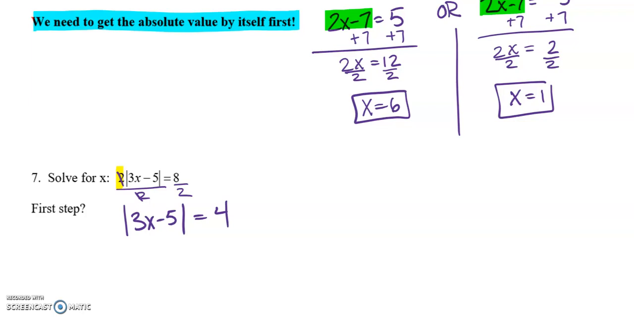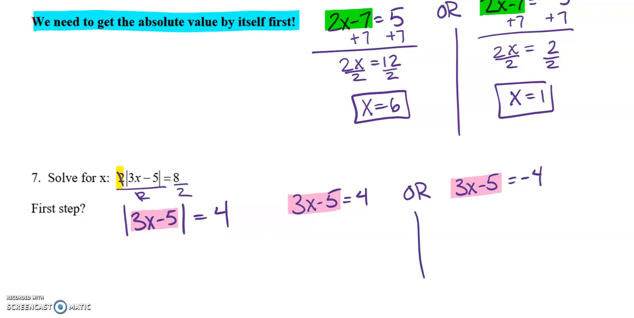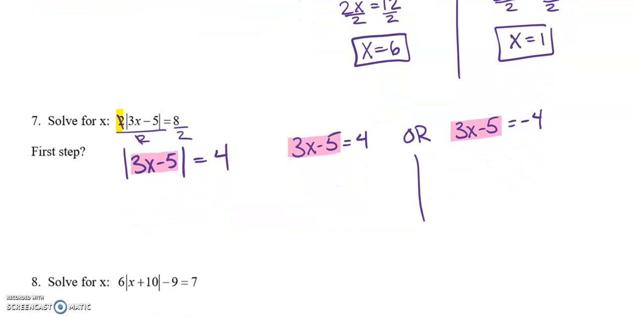Once we have that absolute value by itself, we take what's inside the absolute value bars, the 3x minus 5, and we set that equal to 4, or we take the 3x minus 5 and set that equal to negative 4. Notice what was inside the absolute value bars does not change. Then we solve each equation individually. I'm going to add 5 to both sides. We'll get 3x equals 9.